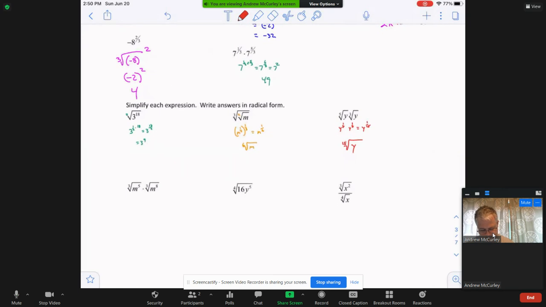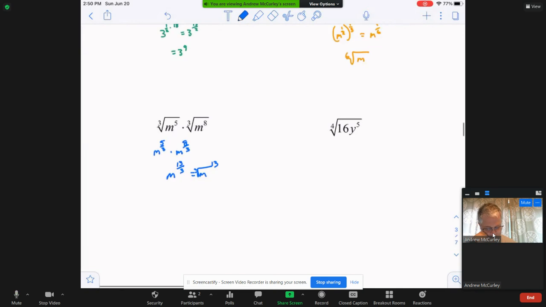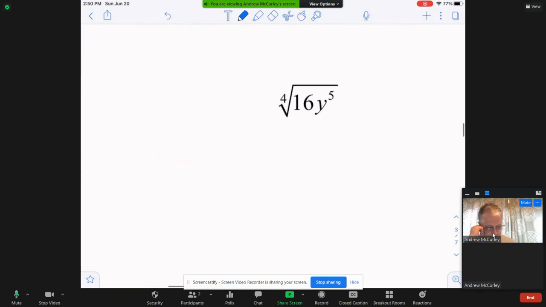All right. Let's keep going. This is going to be M to the 5/3 times M to the 8/3. I add them together. It looks like M to the 13/3. So that is the cube root of M to the 13th power. If those two indexes are the same, you can add them together, but I kind of want to give it a process. All right.